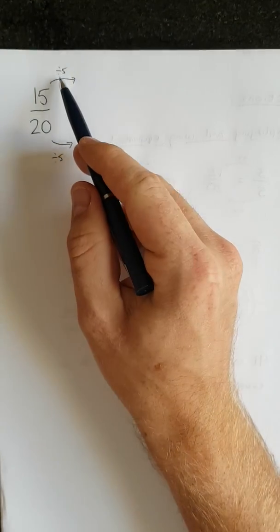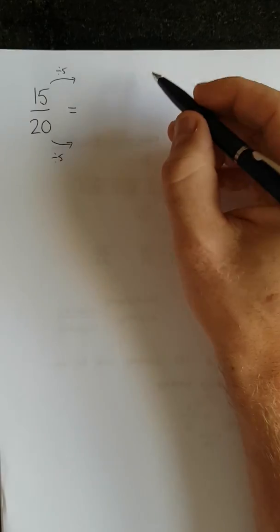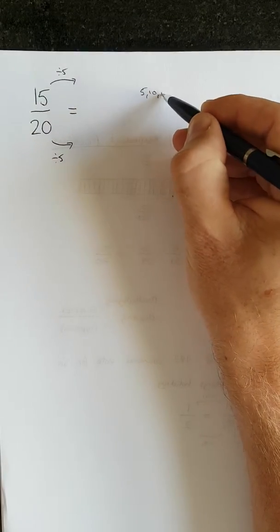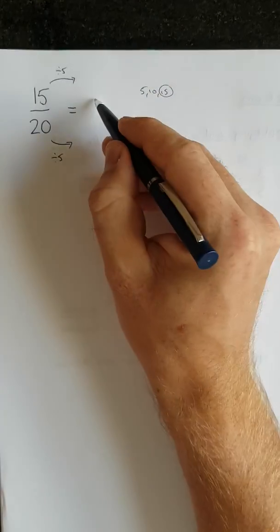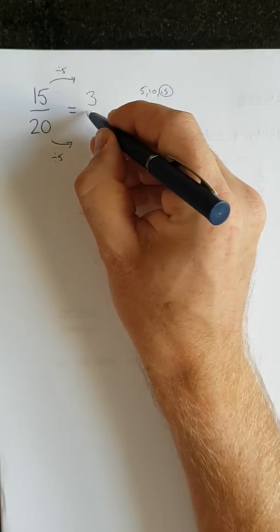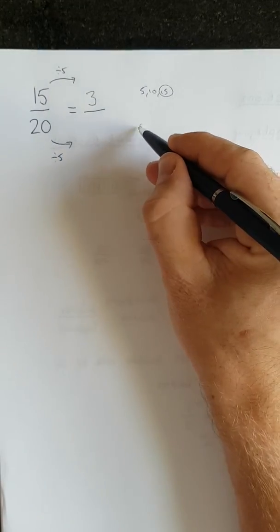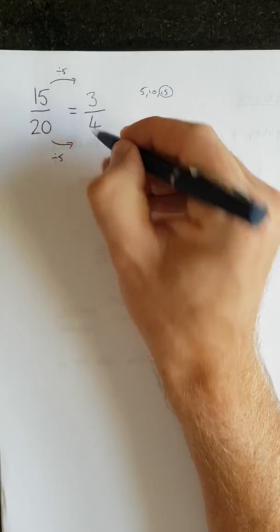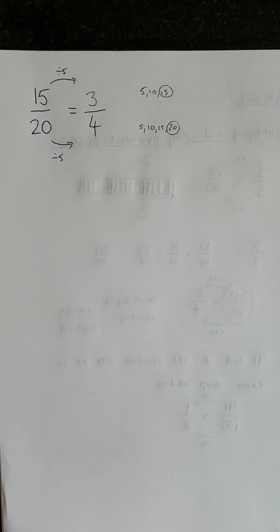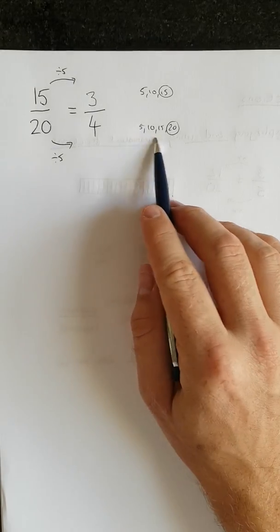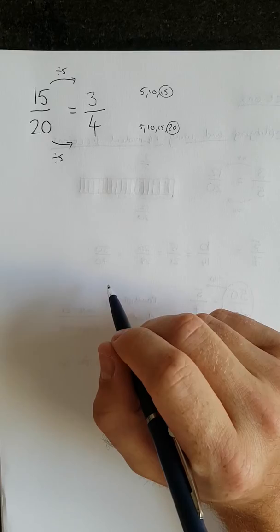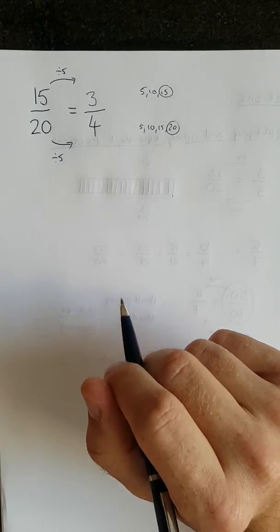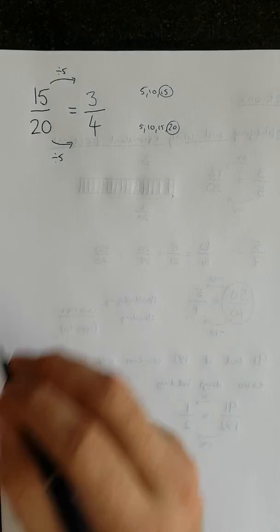Drawing the arrows will help you to see what you've done later. So 15 divided by 5. 5, 10, 15. So that's 3. 20. 5, 10, 15, 20. So that's 4. So 15 over 20 is 3/4. If writing out the times table helps over here, do that. Let's look at another one.